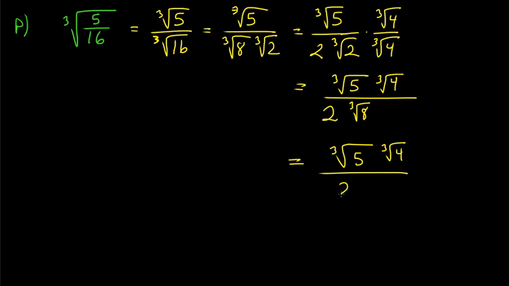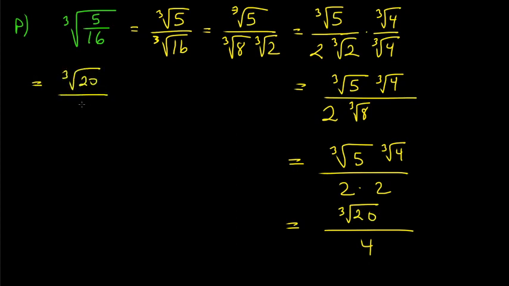Well, here, let's work it out, right? So yeah, 2 times 2 is 4, that's the denominator. And then the numerator is the cube root of 5 times 4. 5 times 4 is 20. So in the end, this is just the cube root of 20 over 4.